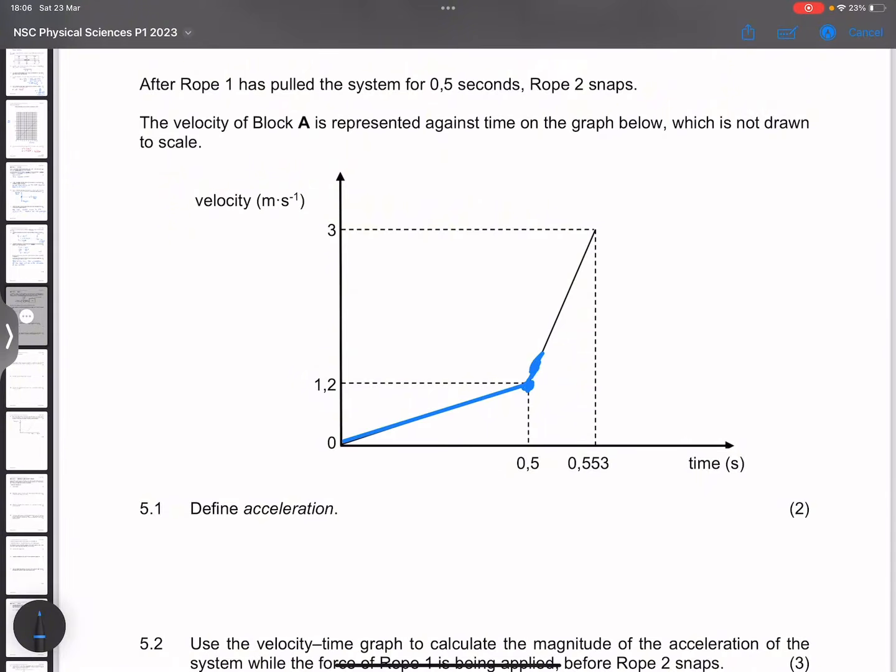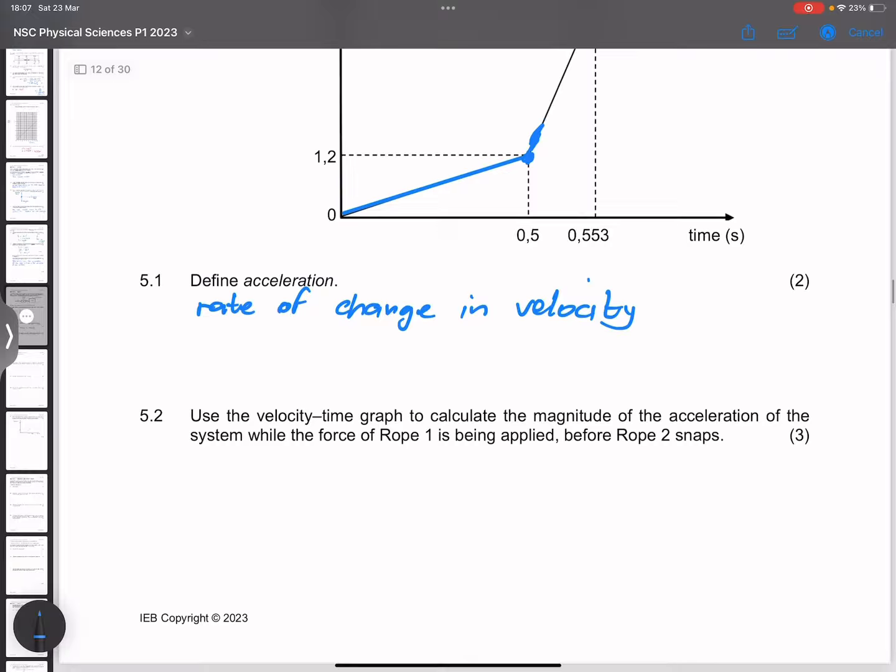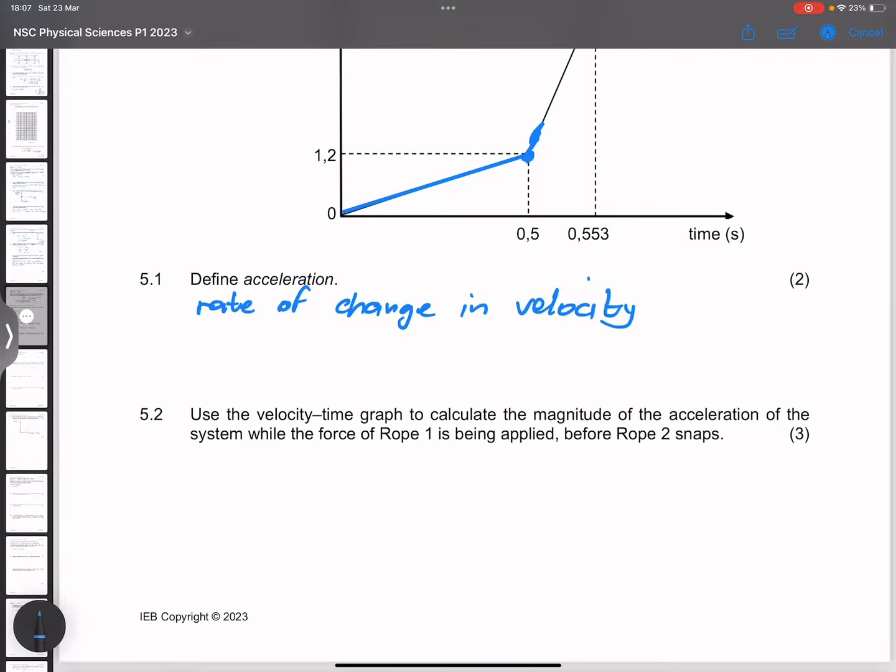Right, now they say to us, define acceleration. Remember, acceleration is the rate of change of velocity. Okay, that's what acceleration is. Now use the velocity time graph to calculate the magnitude of the acceleration of the system while force of rope 1 is being applied before rope 2 snaps.